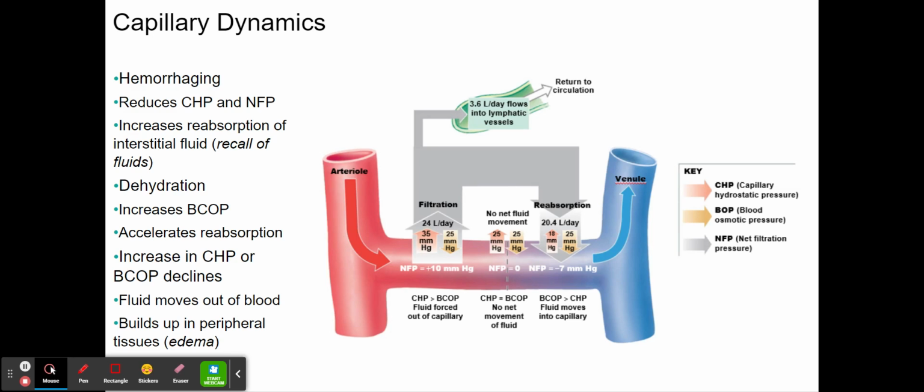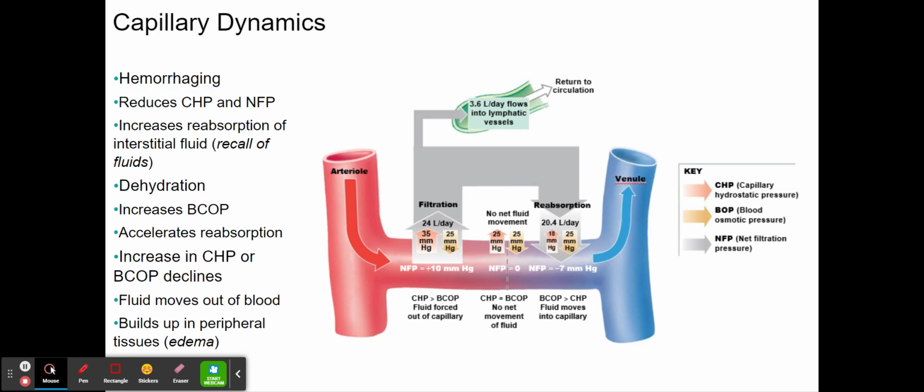For example, if hemorrhaging occurs, both blood volume and blood pressure decrease. This reduction in CHP lowers the NFP and increases the amount of reabsorption. The result is a decrease in the volume of interstitial fluid and an increase in the circulating plasma volume. This process is known as a recall of fluids.